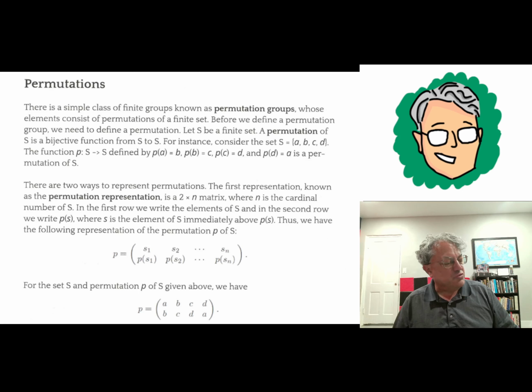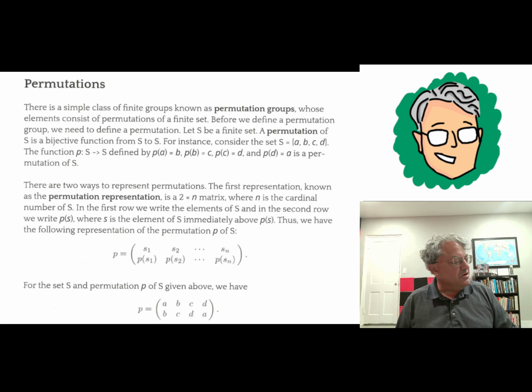It's one-to-one as well. So for the particular example I'm giving, I would say P of A is B, P of B is C, P of C is D, and P of D is A. That's an example of a permutation. It's what's known as a cyclic permutation. I think you can see that because A goes to B, goes to C, goes to D, goes to A, and so on. That's a pretty simple type of permutation, but they don't have to be cyclic. They can be more complicated.